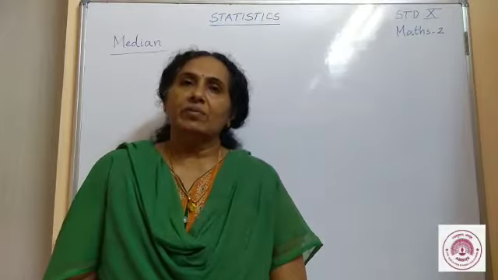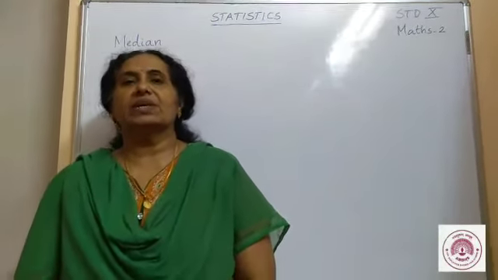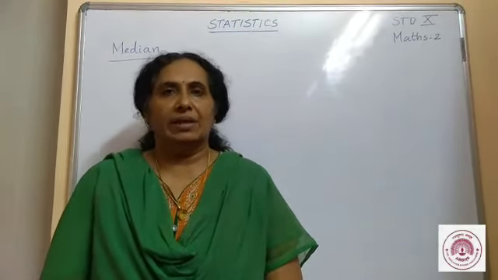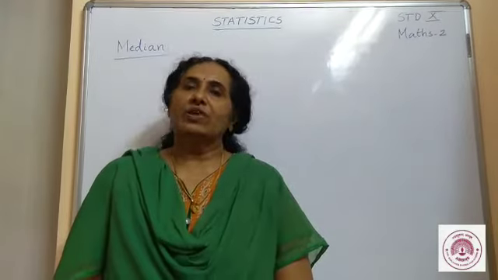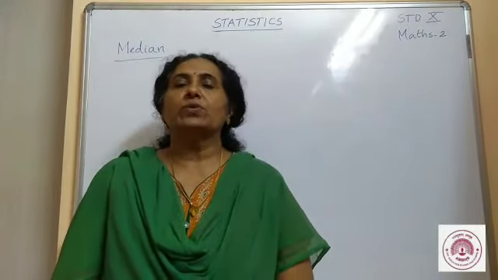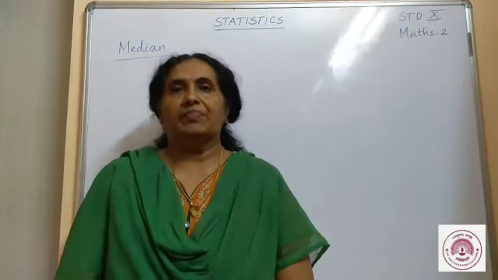Suppose there are an even number of observations. For example, if there are 8 observations or 10 observations, then there are 2 values at the middle. Then how will you find out the median? Then we find the mean of those 2 middle values. That will be the median.